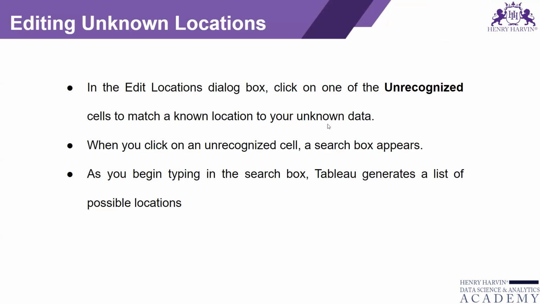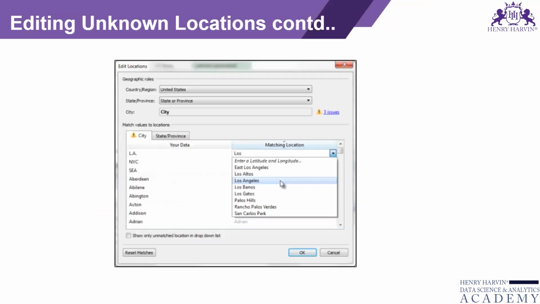So suppose you have an idea of what the location is. What you can do is go to the edit locations dialog box and click on the unrecognized cells. A search box will appear. There you will start typing the name, and Tableau will generate a list of possible locations.